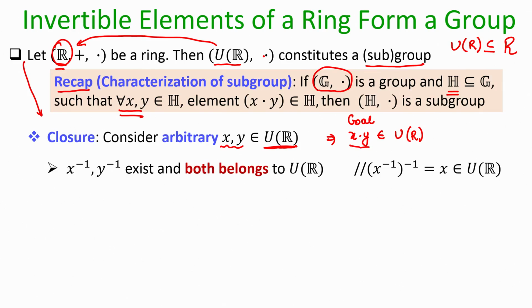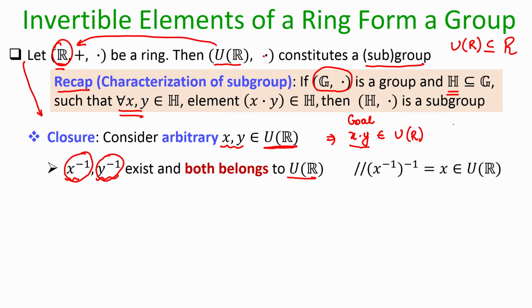The first thing to observe is that since I am considering that element x as well as element y are invertible, let me denote their multiplicative inverses by x inverse and y inverse, x power minus 1 and y power minus 1 respectively. Now, my claim here is that the elements x power minus 1 and y power minus 1 also individually belong to this set U of R. That means, I can say that the element x power minus 1 itself is invertible, and the element y power minus 1 itself is invertible.